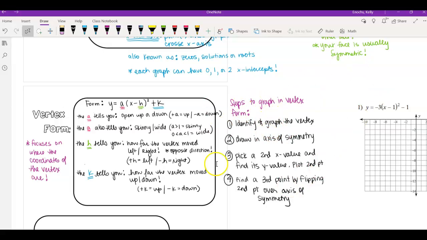So here we go. How do we graph in vertex form? We're going to first identify and graph our vertex from those h and k values. We're going to draw on our axis of symmetry.